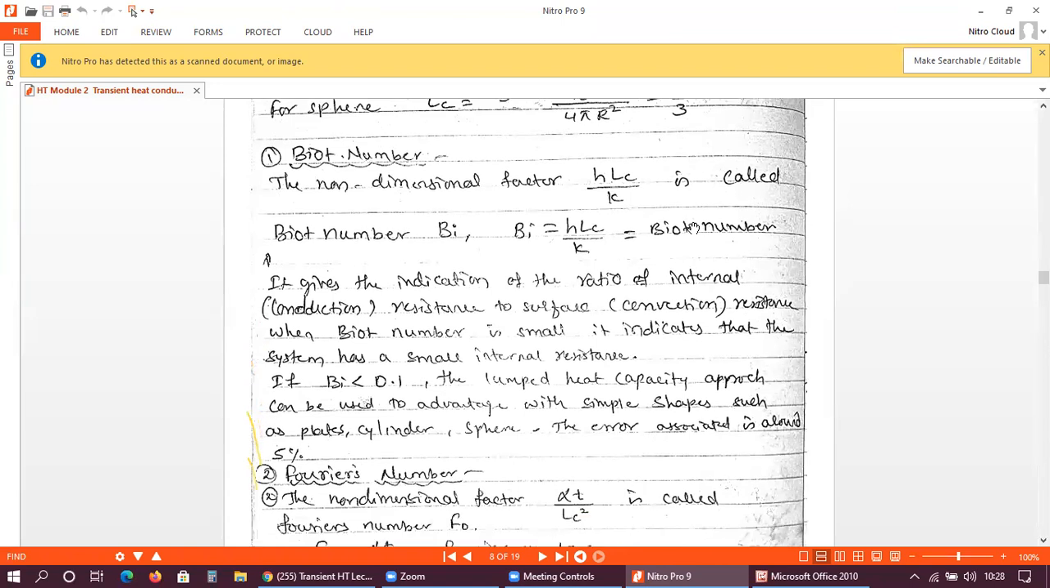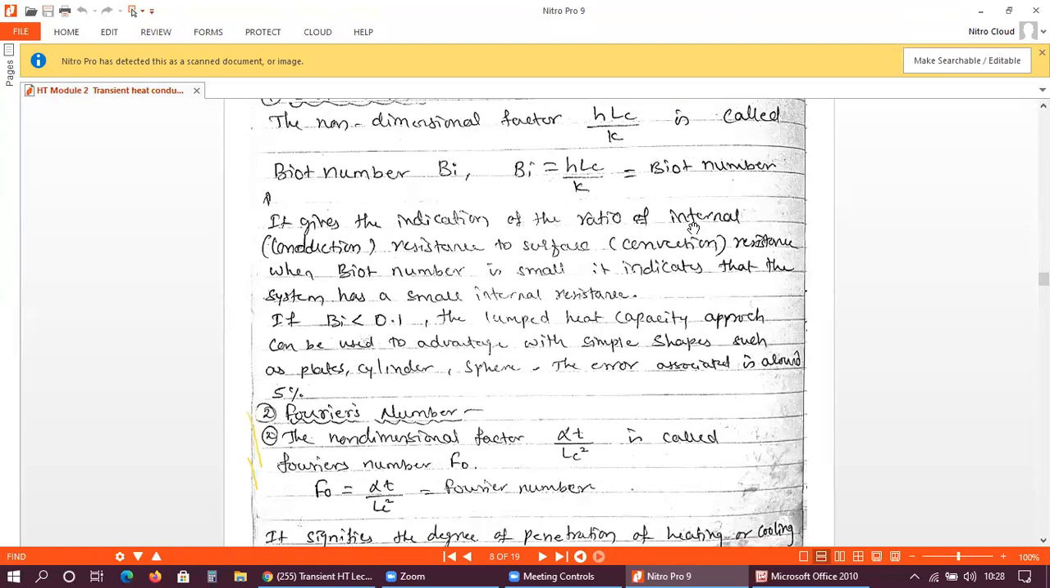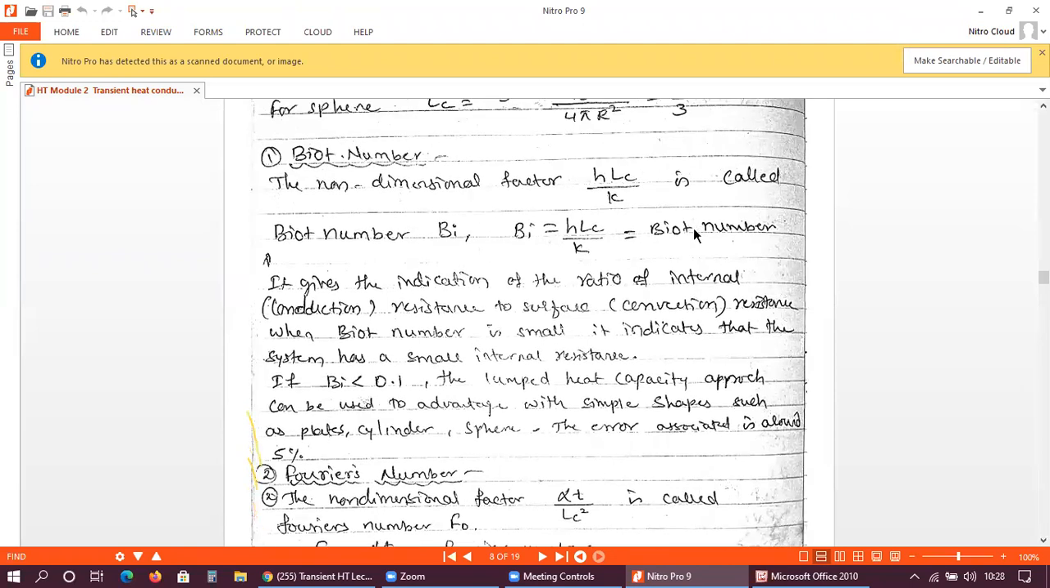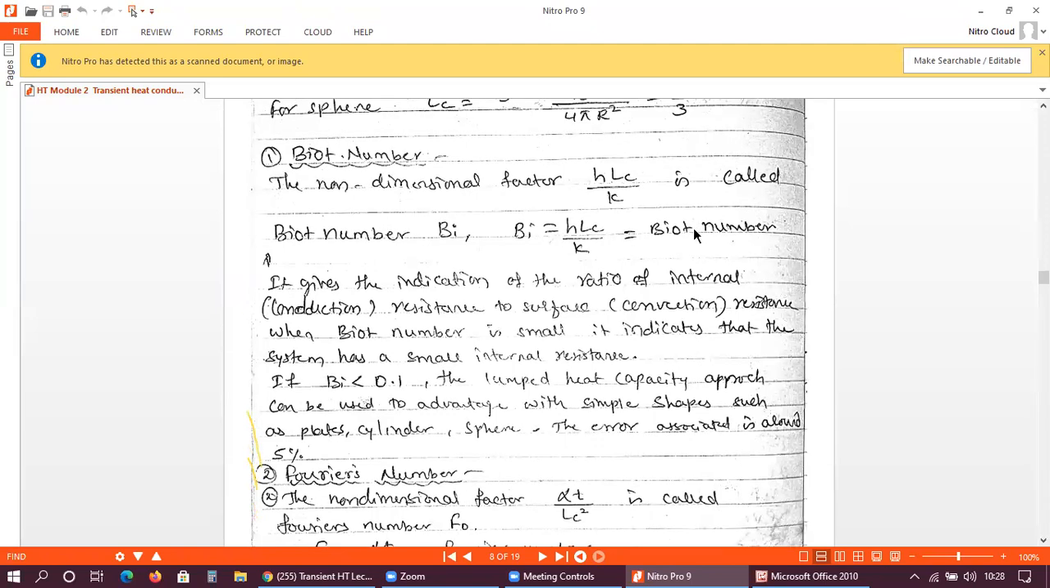A small theory part is usually asked: the Biot number, what is the significance of the Biot number and Fourier's number? I have given a short note, and I am going to post this in your group also. You just go through that part. Let me clarify this also. The Biot number is the ratio of internal conduction resistance to the surface convection resistance.